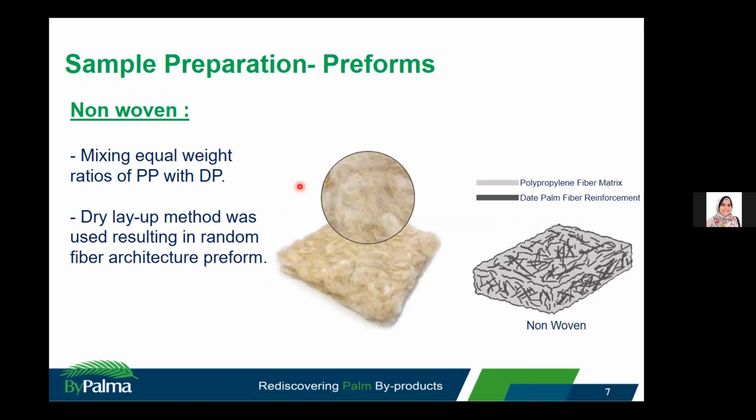Yes, perfect. Okay, for the sample preparation, the first track is preparing the preforms. We started by preparing the non-woven architecture. We mixed equal weight ratios of polypropylene with date palm fiber reinforcement, having equal fiber length of 6 centimeters. Then we used the dry layup method, which resulted in a random fiber architecture preform, as we can see here in its real photo.